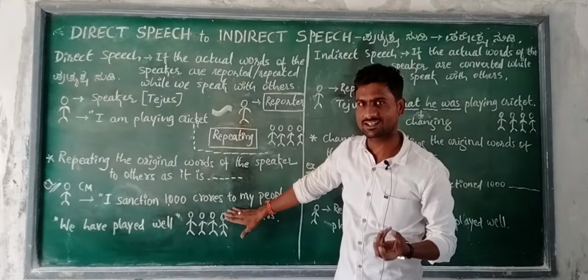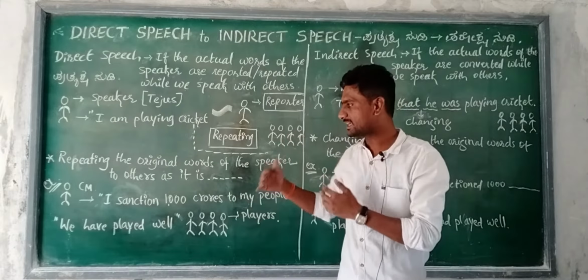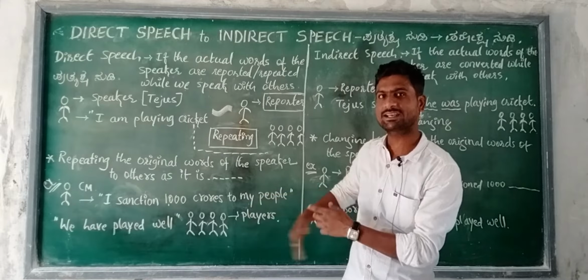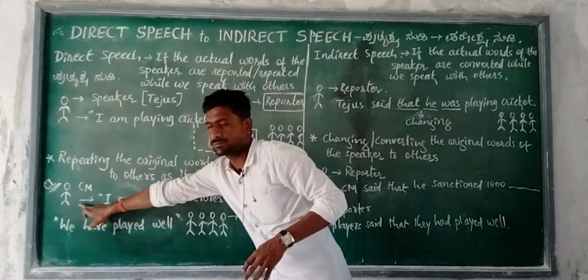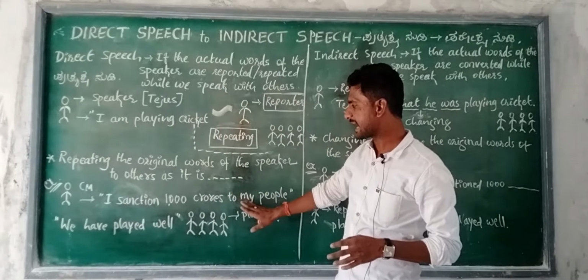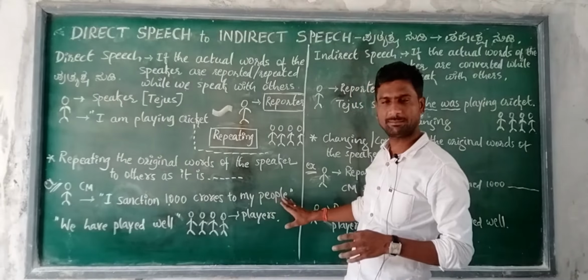This is not an original statement of that CM, but I have just taken this statement as an example, not as the real one. Okay, see, CM said, I sanction 1,000 crores to my people.